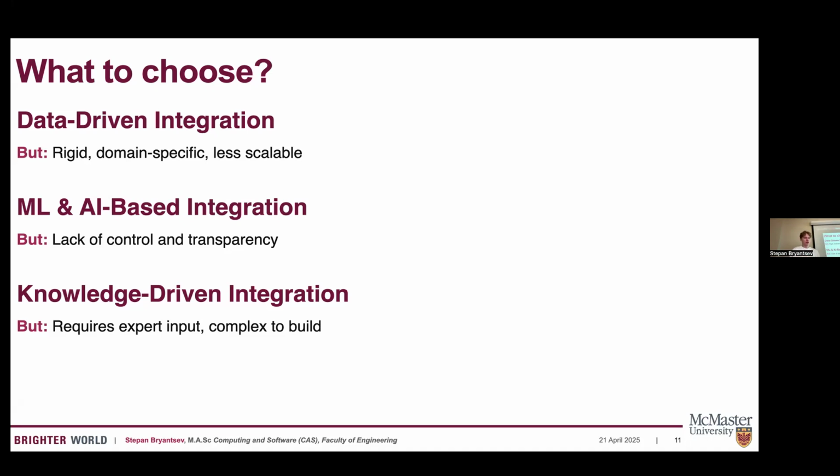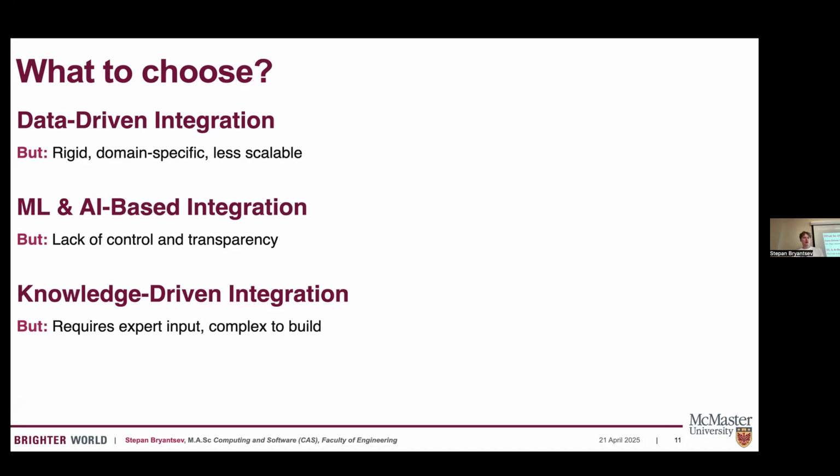And the third approach that we can use is knowledge-driven integration, probably the most powerful in terms of reliability and transparency. But this approach usually requires building some kind of ontology, and it requires some expert input, and it might be quite complex to build. So building an ontology requires some time and some effort. So it might not work for the maintenance scenario.